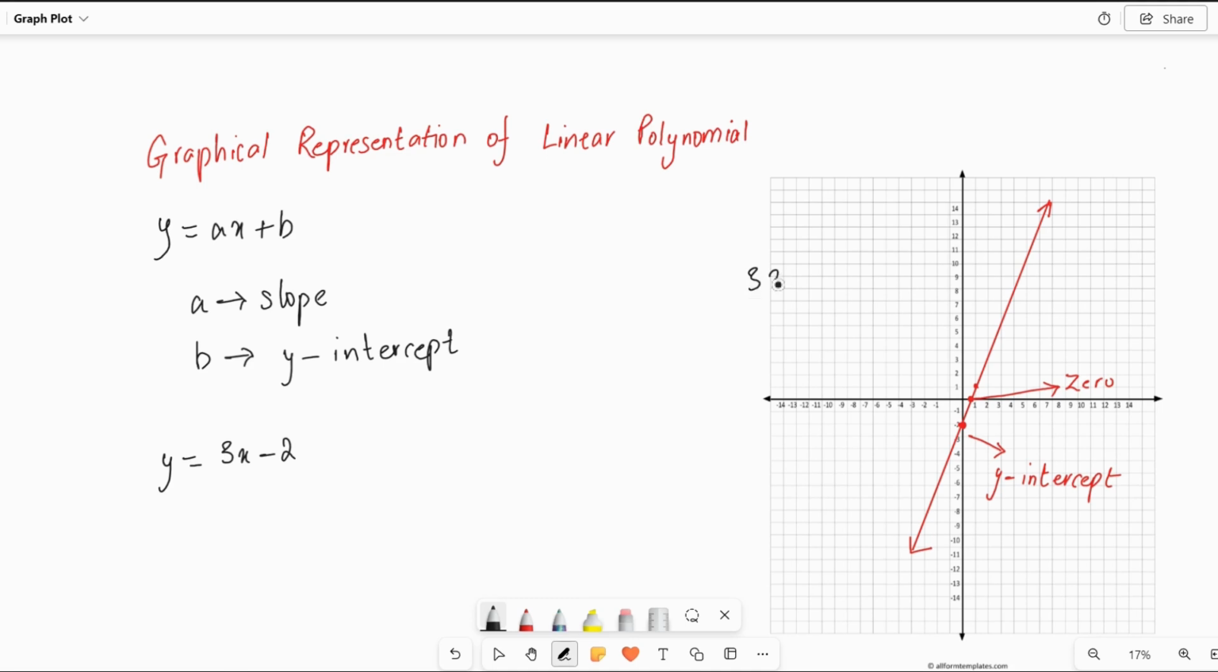This is the graph of 3x minus 2. So here the line will cut the y-axis at minus 2, which is the constant term, and the slope is 3. The slope 3 here means that for every unit increase of x, y will increase by 3 units. It cuts the x-axis at a point which is also known as the zero of the polynomial, and in this case the zero of the polynomial will be 2 by 3.